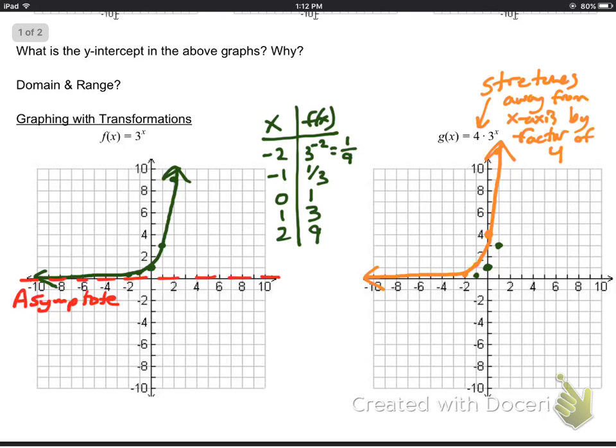So we get those points, and we'll just connect it, and it looks very much the same. The only difference that you really want to pay attention to is that we have a new y-intercept. See how it went from 1 to 4, which makes sense because we multiplied that by 4. Cool. You should try the next 2 on your own. Oh yeah, and mark your asymptote.